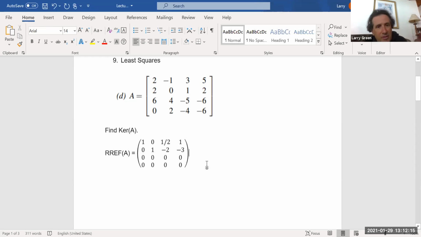And again, computers are good for this. So now what we need to do is read this and figure out what the kernel is. Does that make sense so far? And when we say what is the kernel, what we really mean is what is the basis for the kernel. That's what we want. So the kernel of A is the span.